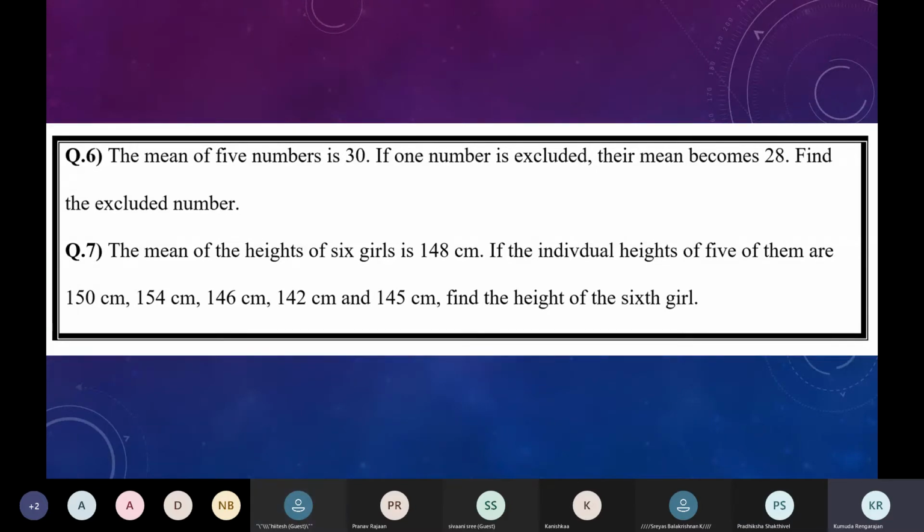Mean is 148 centimeters. Number of girls 6. So the sum, we cannot find the heights of the 6 girls from the first sentence. Their sum is 148 into 6.